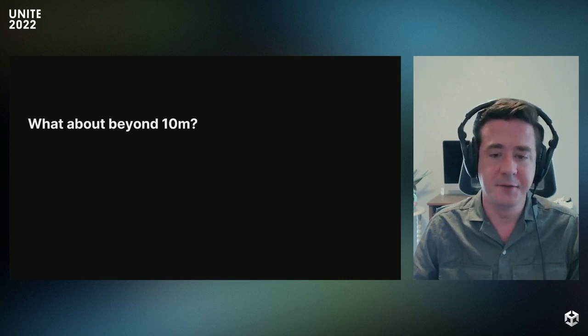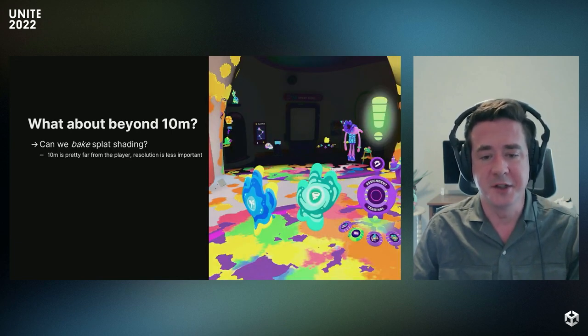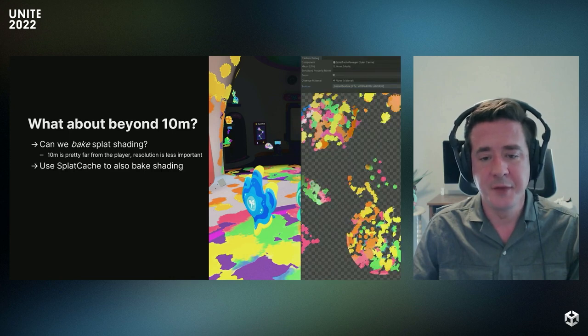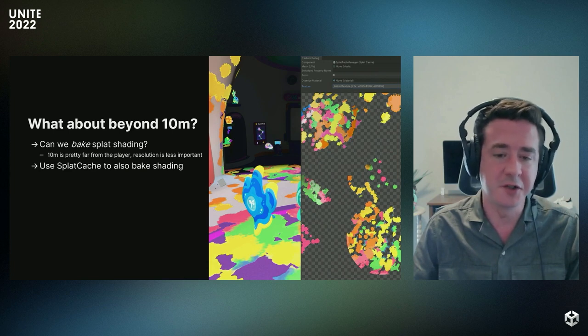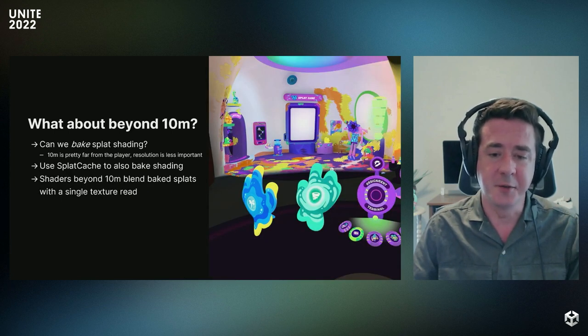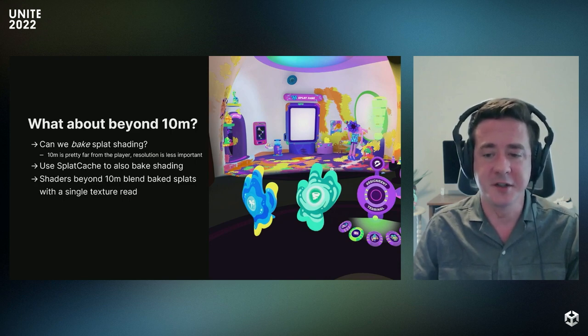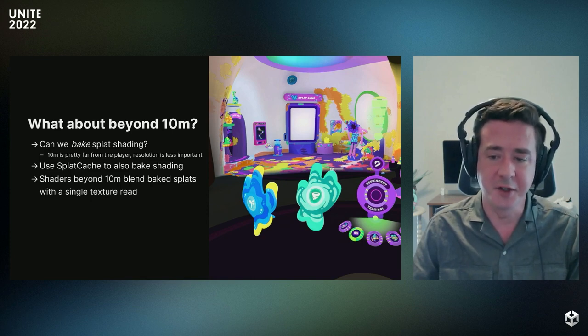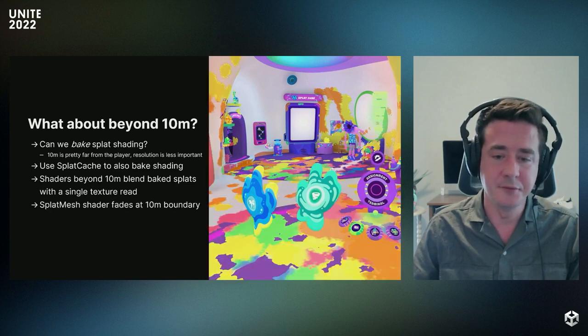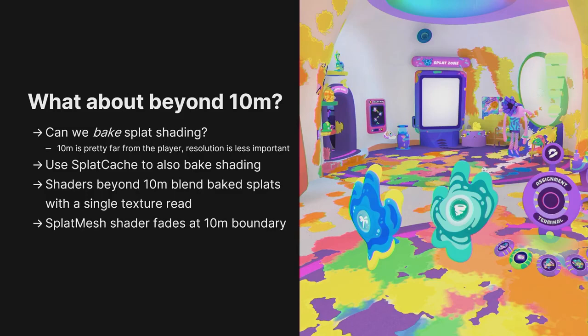So what about beyond 10 meters? Can we bake splat shading? The 10 meters is pretty far from the player, so resolution is less important. And we're already using a splat cache to represent the splat data for the entire scene. So maybe we can also bake splats for the entire scene as well, using a similar approach. And so shaders beyond 10 meters blend baked splats with a single texture read. They just simply read from the baked texture and then mix that in with whatever they're doing in the fragment shader for their surface. And then the splat mesh shader itself fades at the 10-meter boundary. So basically you get a crossfade between the dynamic splats from the splat volume and the baked splats for everything beyond.